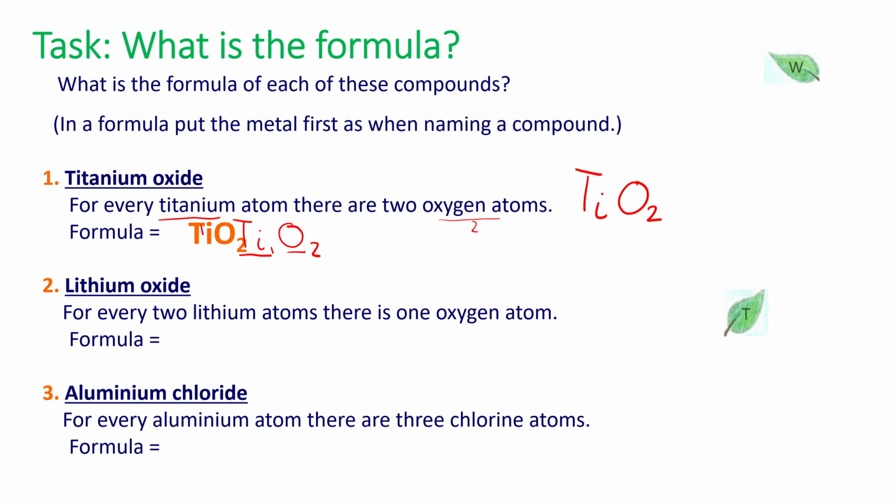So for lithium oxide, for every 2 lithium atoms, there is 1 oxygen atom. Then for aluminium chloride, for every aluminium atom, there are 3 chlorine atoms. So pause it, have a little go at that, and then unpause it when you're ready. Okay. So I'm going to move on. Hopefully we've got this. 2 lithium atoms to 1 oxygen atom. And then for 3, there is 1 aluminium atom. So I'm going to rewrite this because the font is making it look a bit weird. 1 aluminium to 3 chlorines.